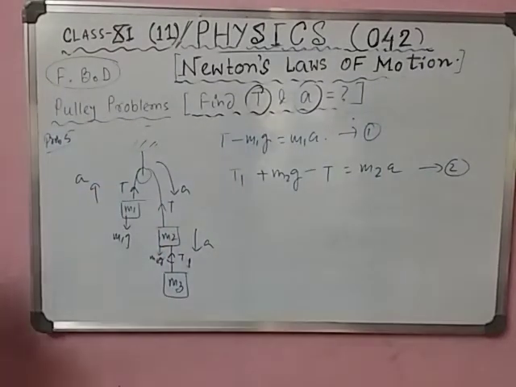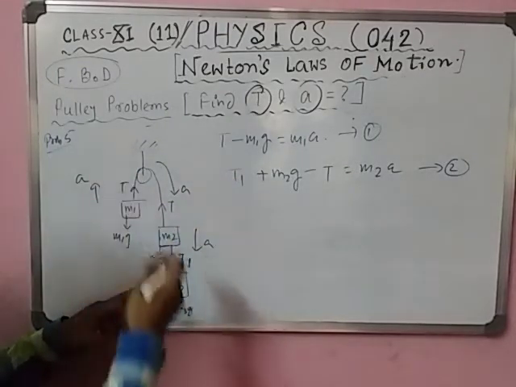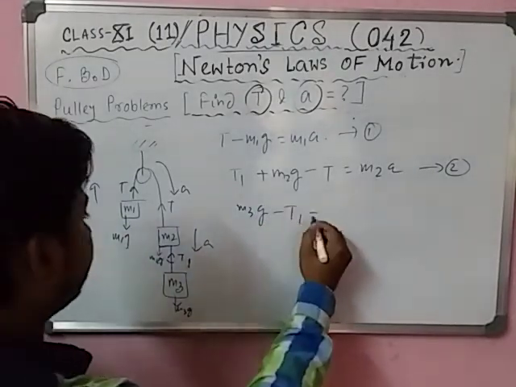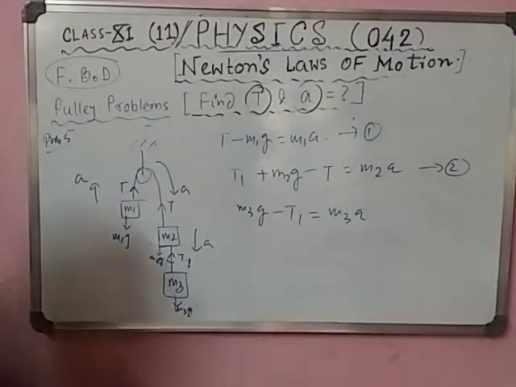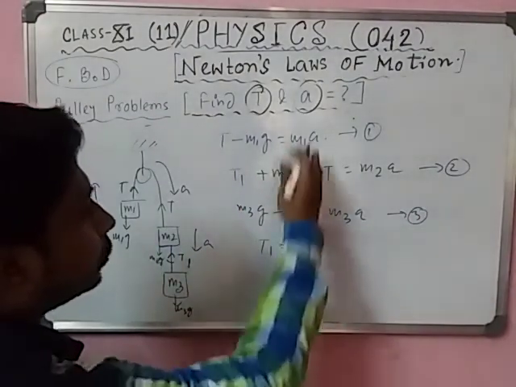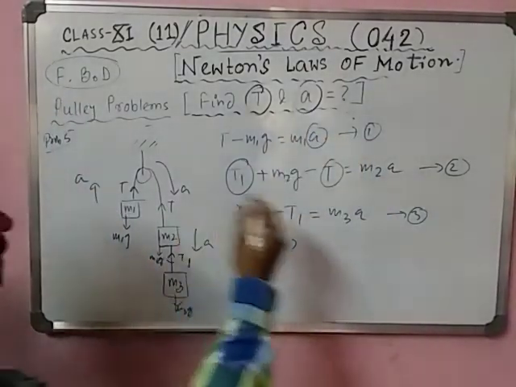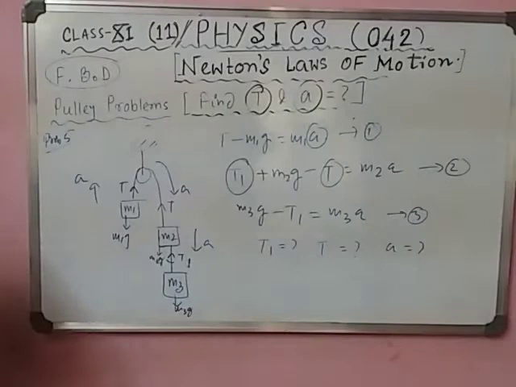See students, just pause the video and think and then write. Then for M3, downward is M3G, T1 is upward, and the acceleration is downward, so M3G minus T1 is equal to M3A. There are no other forces. So this is equation number 3. If you solve these three equations, you will get the answer. Three equations, three unknowns: T1, T and acceleration. Understood? Copy it.